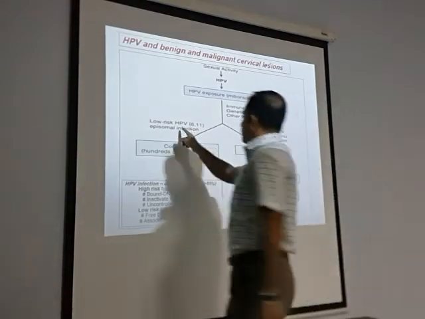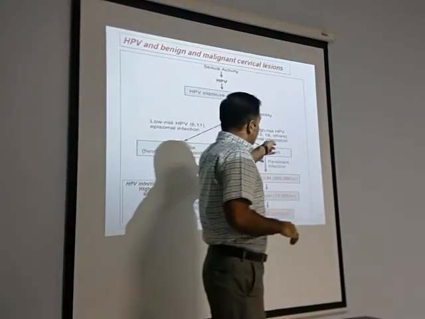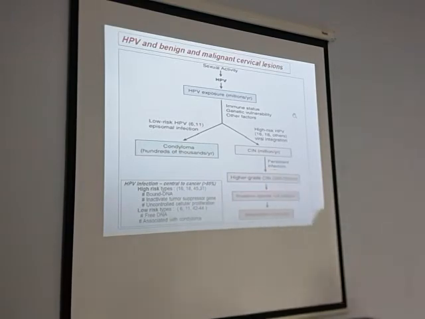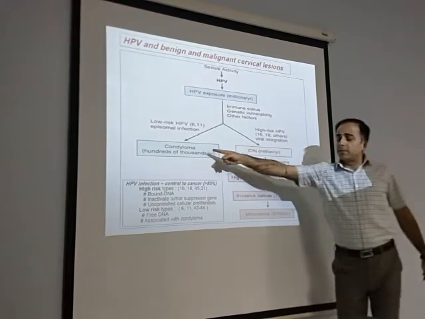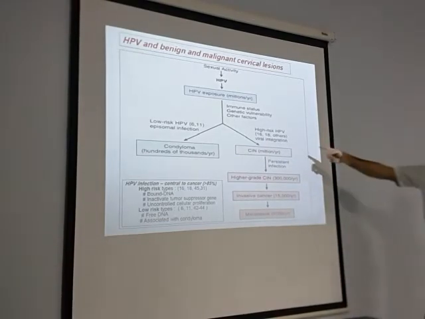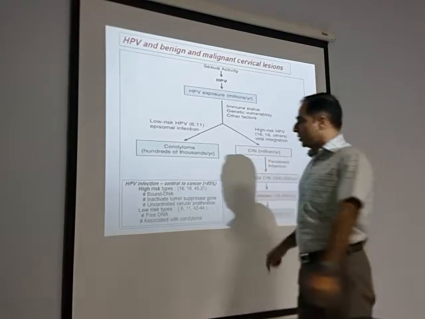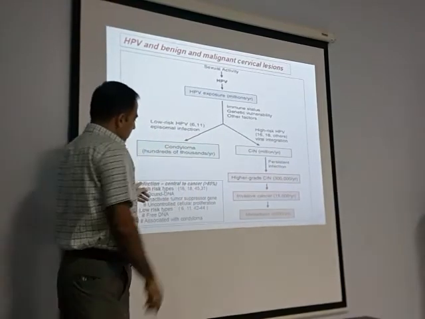Look, episomal infection. What does episomal mean? And what does viral integration mean? If a virus integrates itself within the DNA, it is bound to cause damage. Episomal means it remains in the cytoplasm separately, not interacting with the DNA, not going inside the DNA. So high risk will get integrated into the host DNA, so they are bound to cause damage to the DNA. But this one will not cause much damage, so only benign lesions, condyloma. But here it can cause cancer because of integration into the DNA.